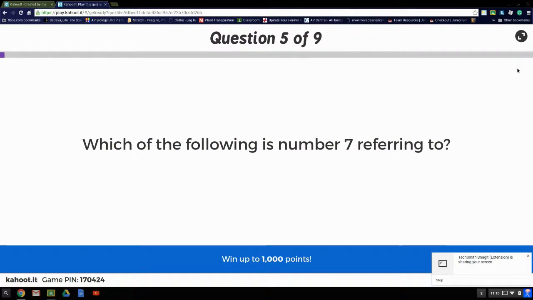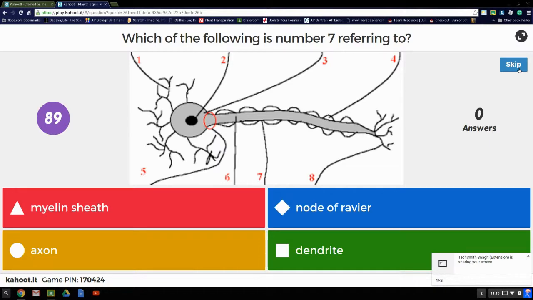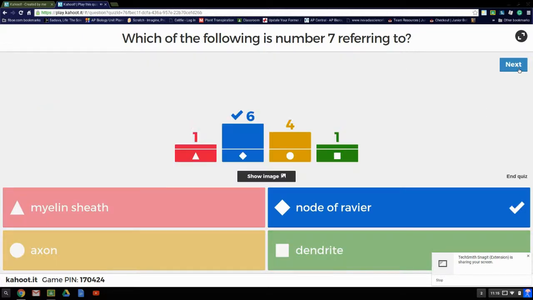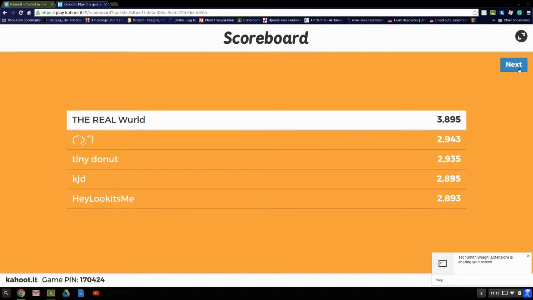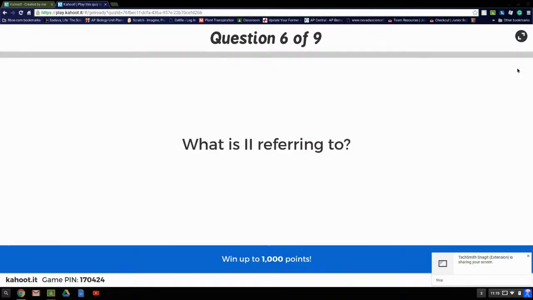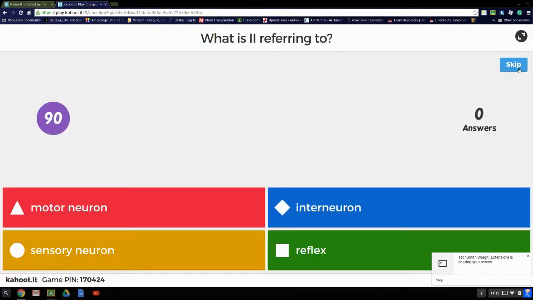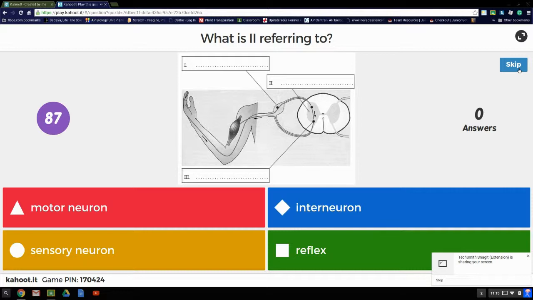Oh, wait, what's rapier? Who's number 6? It's spelled wrong. It's supposed to be Ranvier, right? That's the nodes of Ranvier, not rapier. What is II referring to? Oh, number 2.